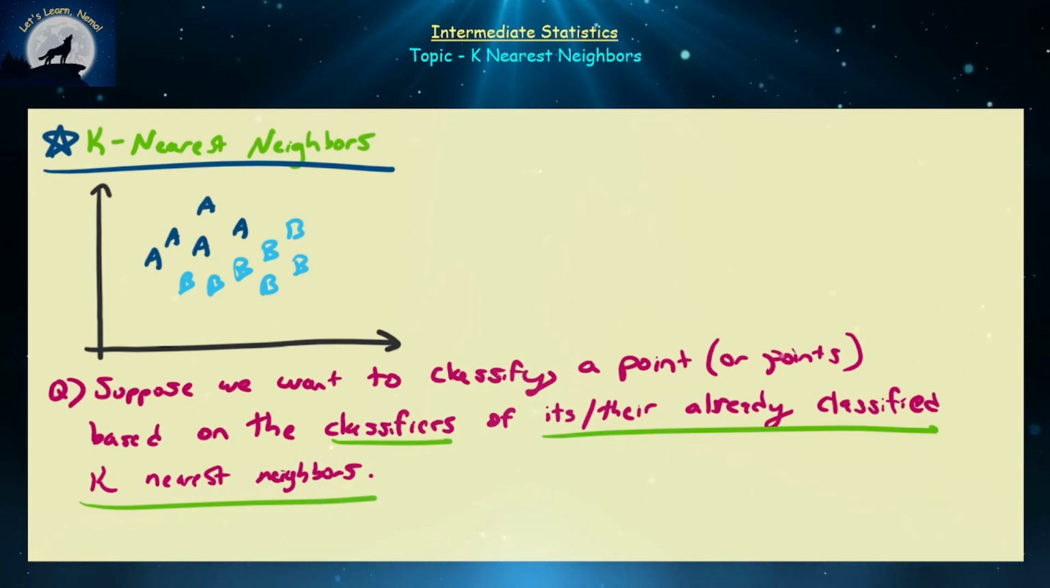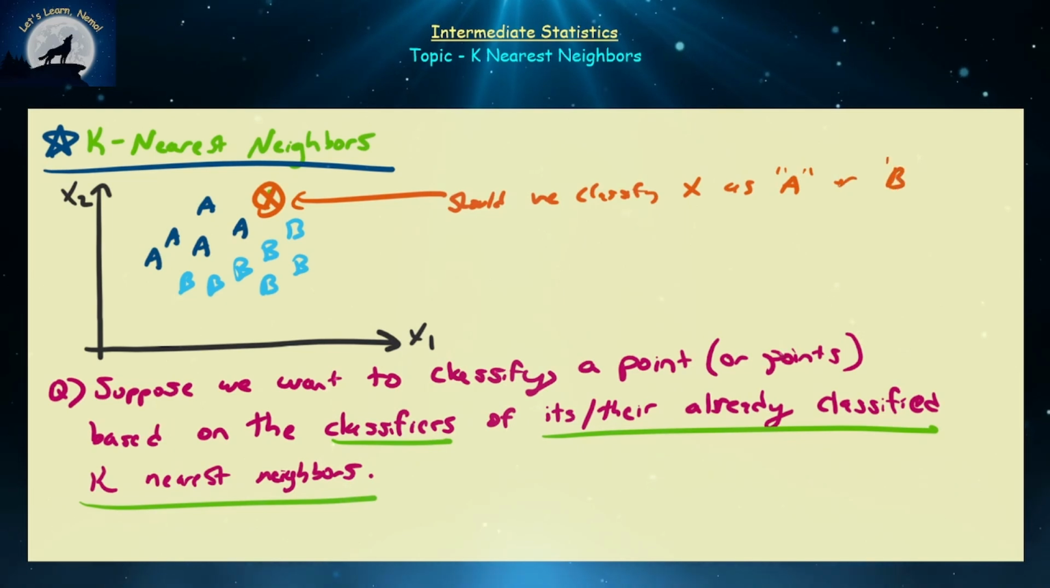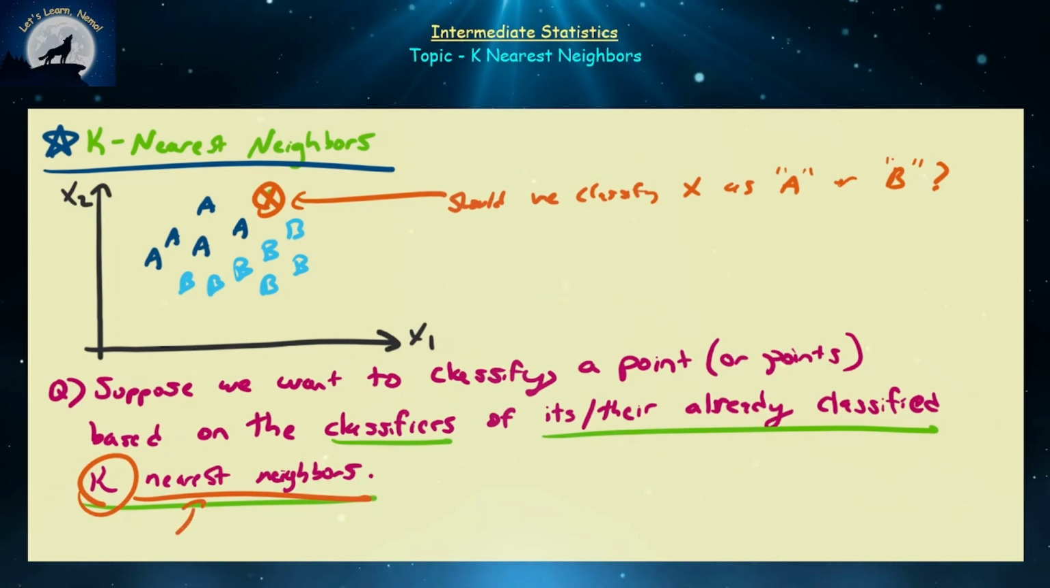If we look at this particular demonstration, let's assume that we're working in two-dimensional feature space, so d is equal to 2, and let's assume that we have this point located right here. Let's call this point x. And let's assume that we can only classify it as either an A or a B. So should we classify x as A or B? And how the k-nearest neighbors algorithm works, at least on the surface, is it looks at the k-nearest neighbors, right? So we have a geometrical metric, and we have a number of neighbors that we want to consider.